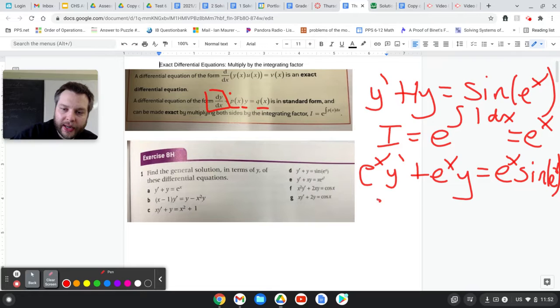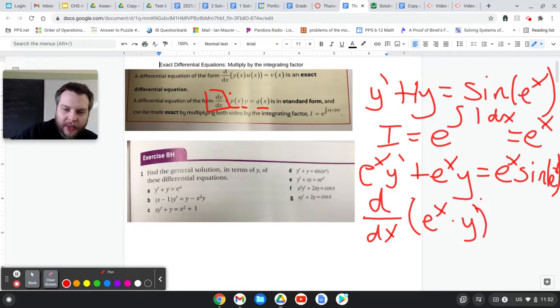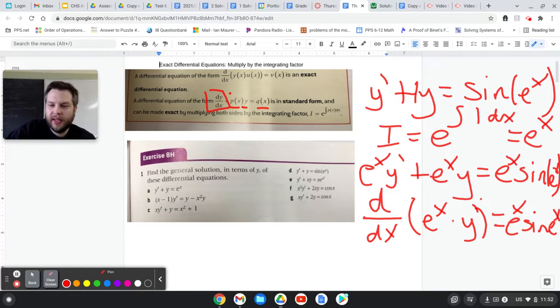Then you need to recognize that the left side is a product rule, and the two terms within the product are e to the x and y. If you take the product rule, you do the derivative of the first times the second plus the original first times the derivative of the second. And you can see that is what we just had. So now we know that the derivative is equal to e to the x times sine of e to the x. And so we just integrate both sides.